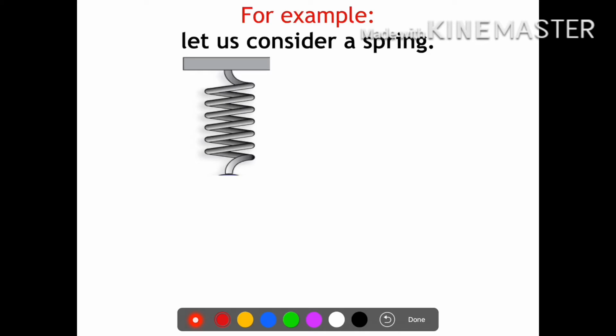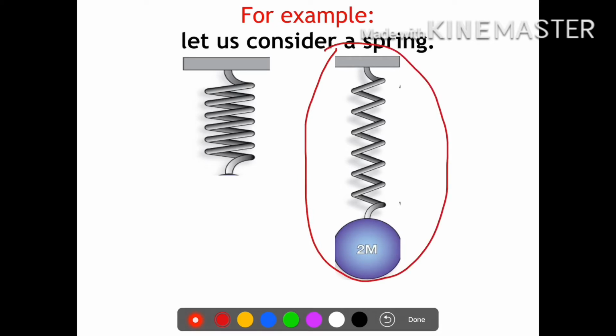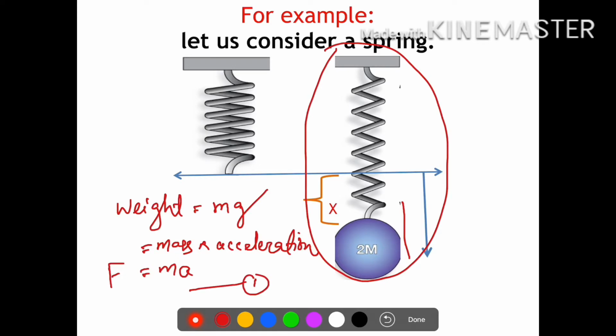When the spring gets a weight attached to it, it looks something like this in the figure. Because of the weight, the spring extends by some distance, say x. The weight gets pulled down due to gravity, and the weight is equal to mg, which I can say is mass into acceleration, and this is equal to ma. That means we got one equation here.